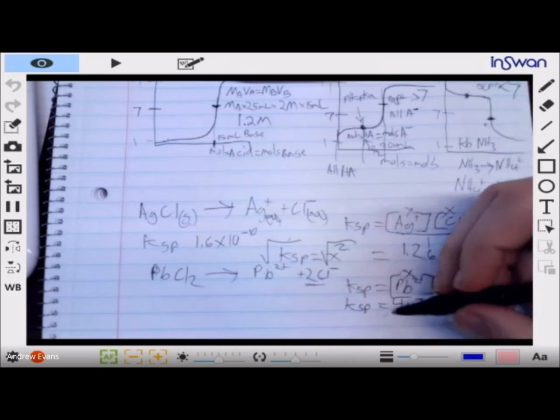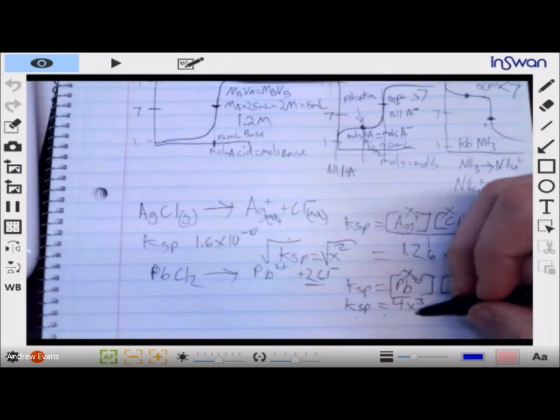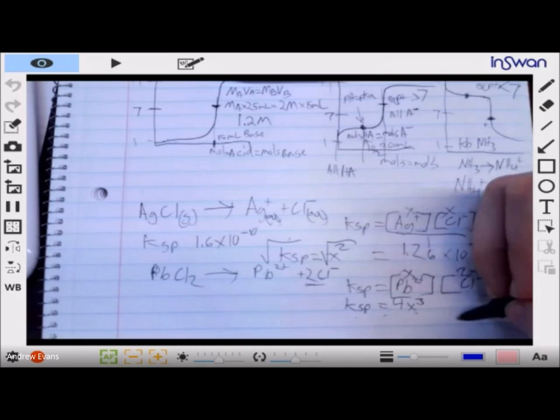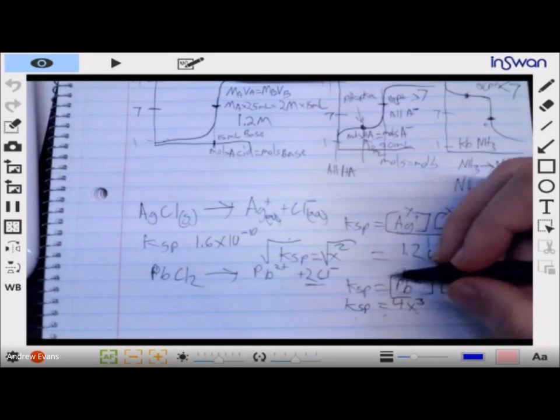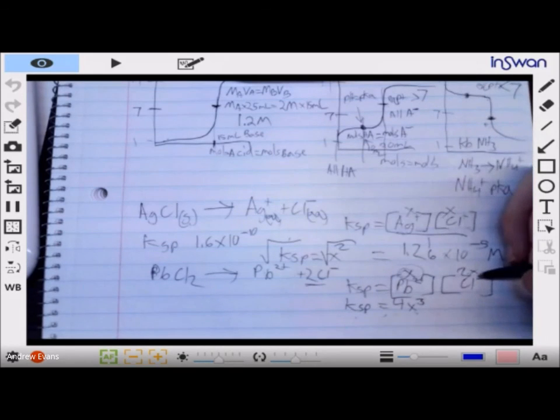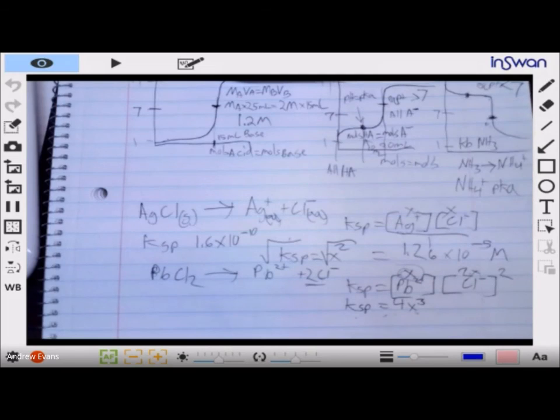So to solve for our x, you would have to divide both sides by 4 and then cube root. And that would take care of that. But even then, you would only be finding lead. If you were asking for chloride, you would have to multiply that by 2 again.